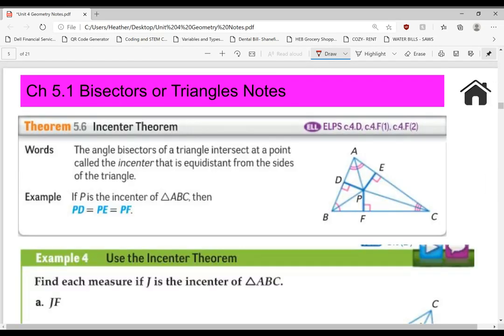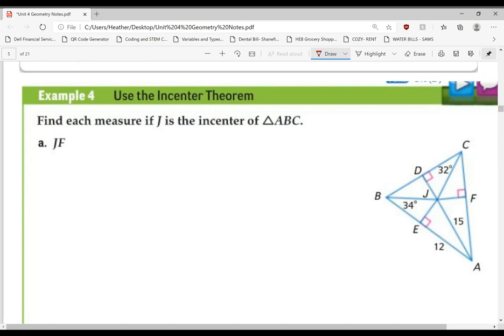Now let's look at the next theorem. We have the incenter theorem. The angle bisectors of a triangle intersect at a point called the incenter that is equidistant from the sides of the triangle. In this example, if P is the incenter of triangle ABC, then PD, which is right here, PE, and PF are equal.